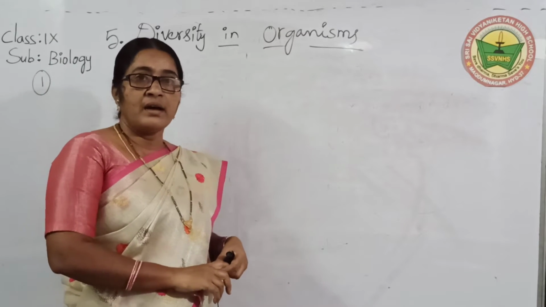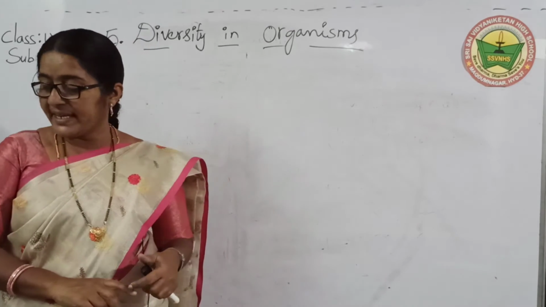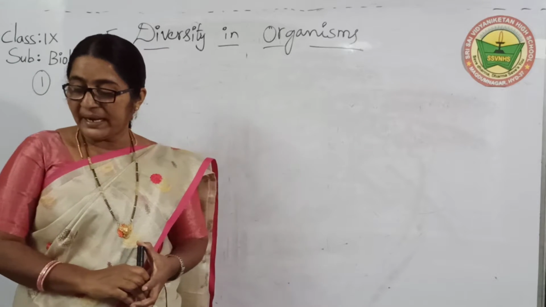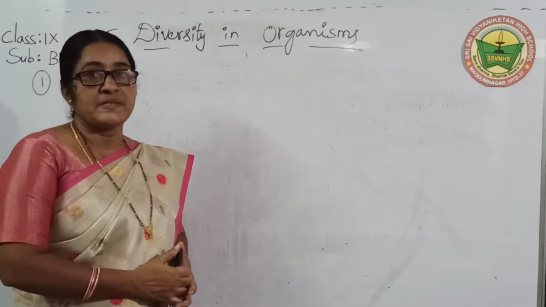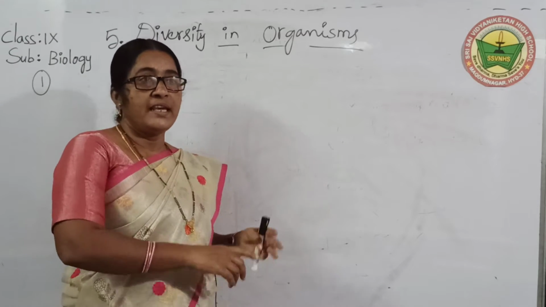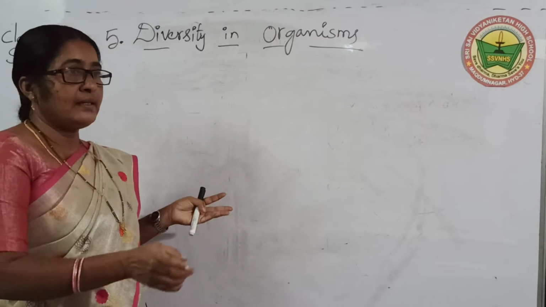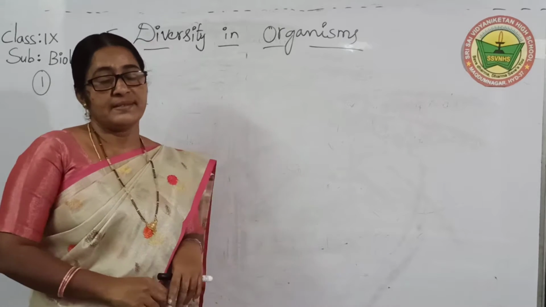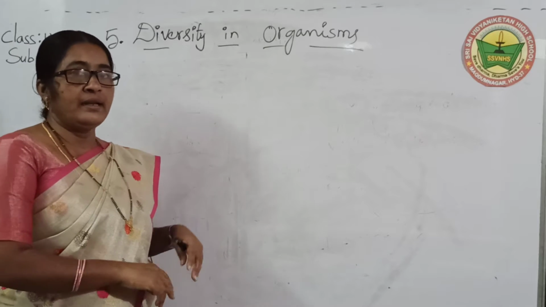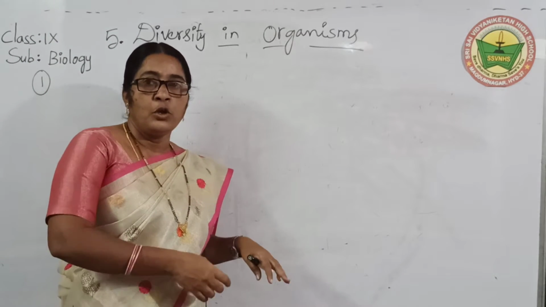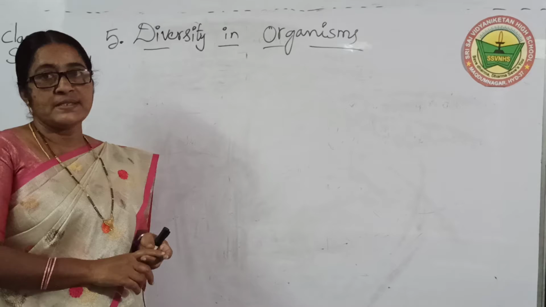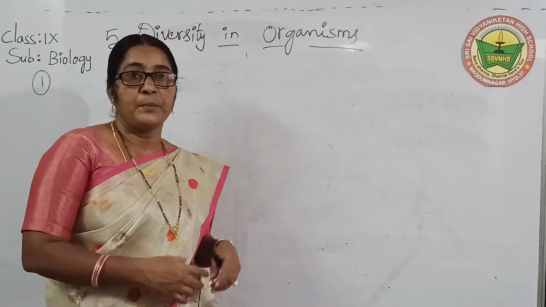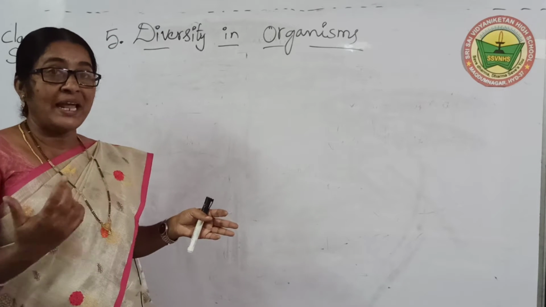Flowering plants are otherwise called phanerogams, and non-flowering plants are otherwise called cryptogams. Cryptogams and phanerogams are the main groups of plants. Already you know that, and we are revising. What is the other group of non-flowering plants? Cryptogams.